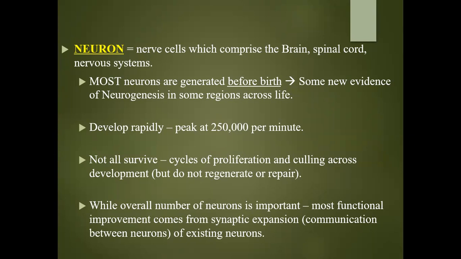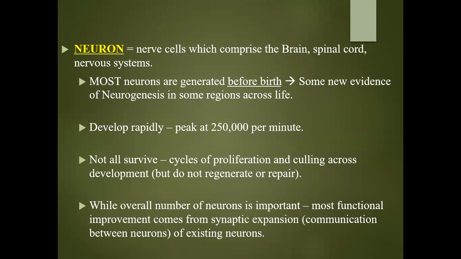What will happen is that during just part of normal development, we are going to create extra neurons, and then we're going to cull them. And cull means to destroy, to kill. So there are cycles of proliferation. Proliferation means to create, and then culling, which means to restrict, limit, or kill across development. This is going to happen early in development, but will happen several other times.